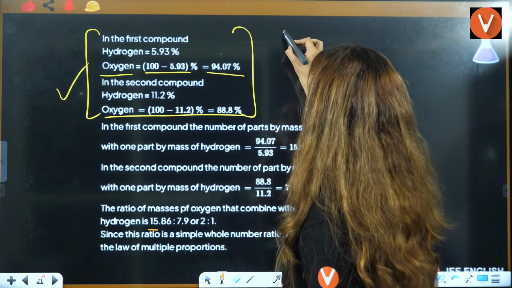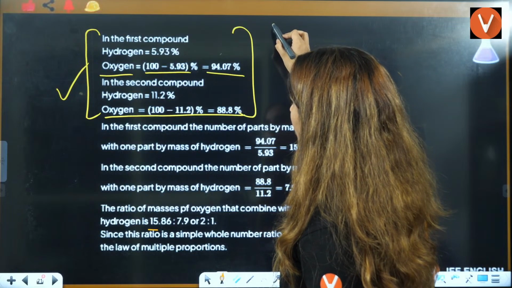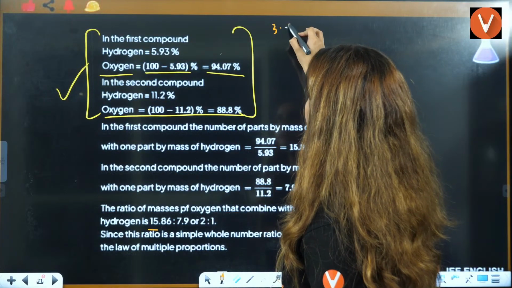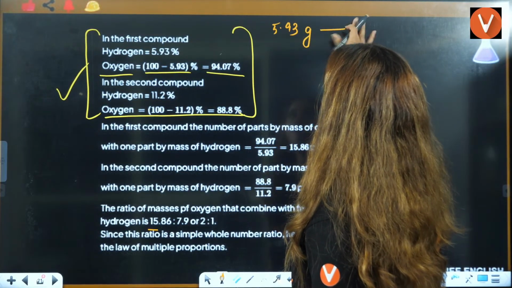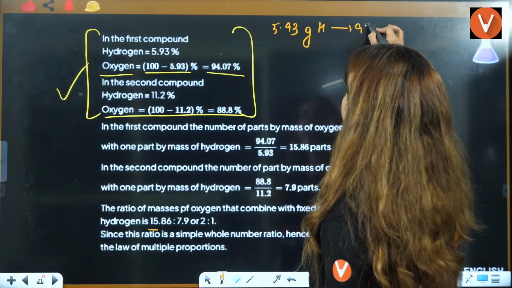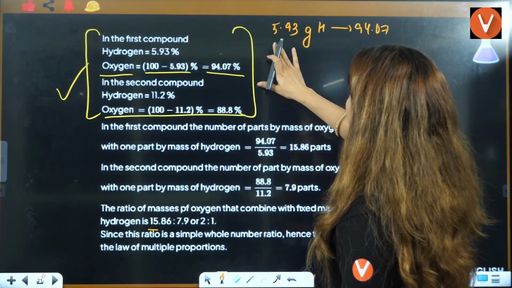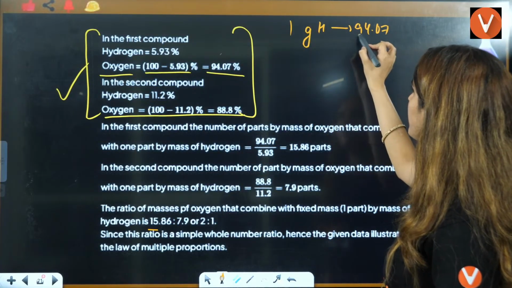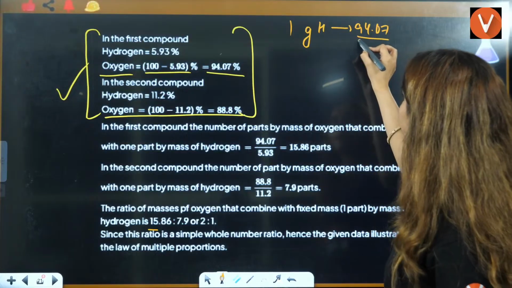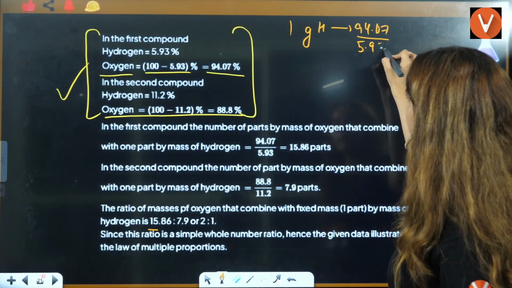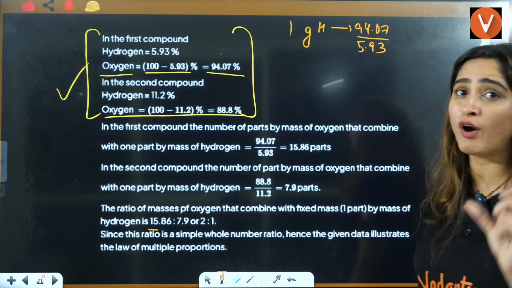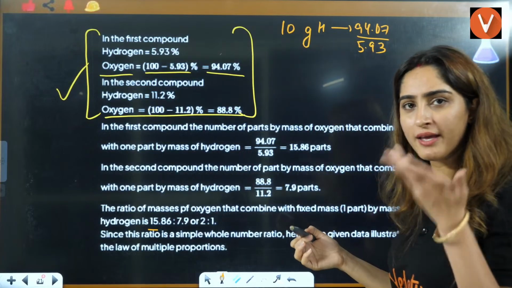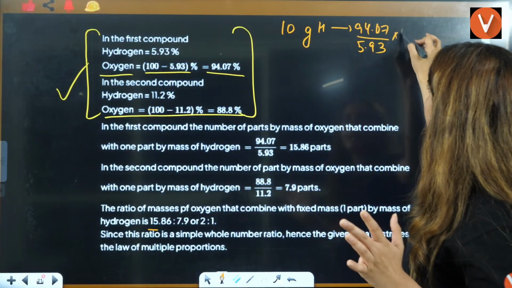You can say that, how much amount of hydrogen, I'm fixing the amount of hydrogen, right? So 5.93 gram of hydrogen is going to give you 94.07, right? And then 1 gram will give you how much? 1 gram will give you 94 by 5.93, right? Now I am fixing for one thing. Let's say anything you can take, I am fixing it for 10 grams, okay? Say I am taking a random value. For 10 grams, it is 10.